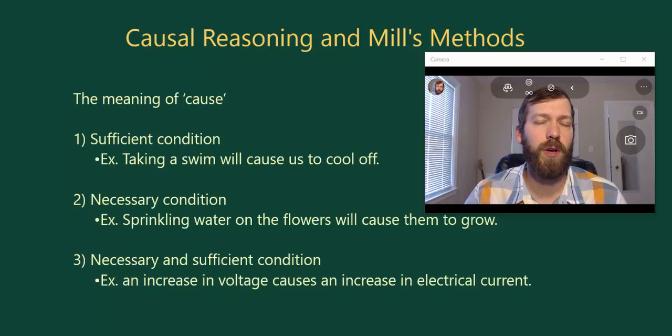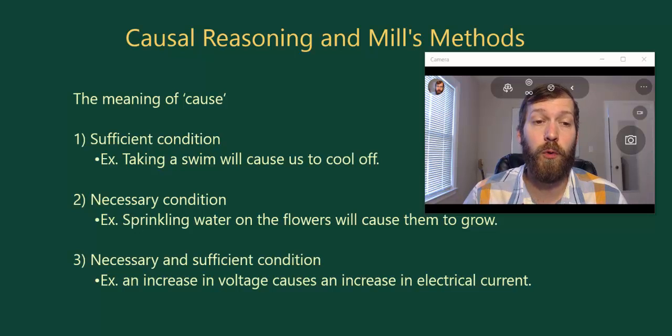So in this video, we're going to take a more thorough examination of causal reasoning. And in doing so, we're going to look at 5 methods that John Stuart Mill had developed in being able to identify causal interactions. So these are methods that help us track when there is a genuine causal relationship obtaining.